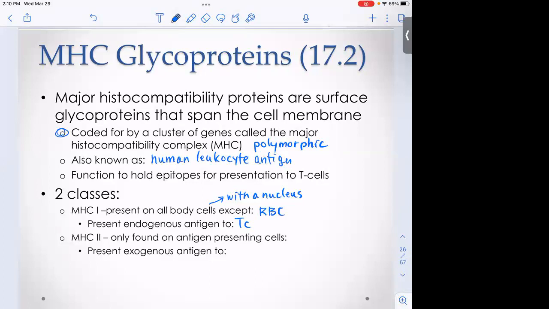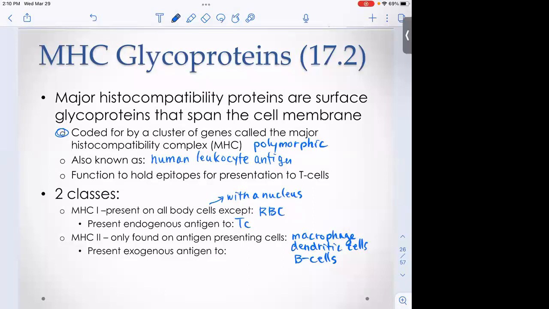And then MHC class 2 are only present on certain kinds of cells. They're present on antigen presenting cells, and those are the macrophages, the dendritic cells, as well as B cells. B cells are not exactly phagocytic. They have a different mechanism to ingest antigen and then present it with MHC class 2. Macrophages and dendritic cells are phagocytic.